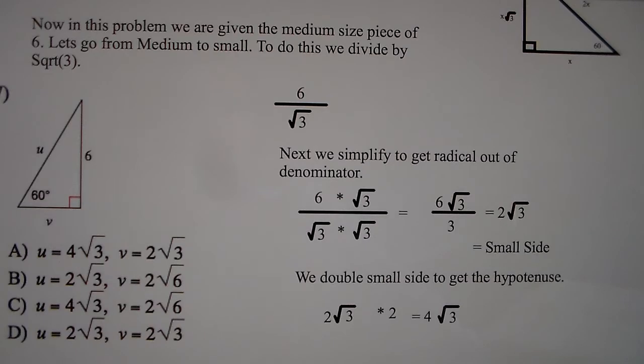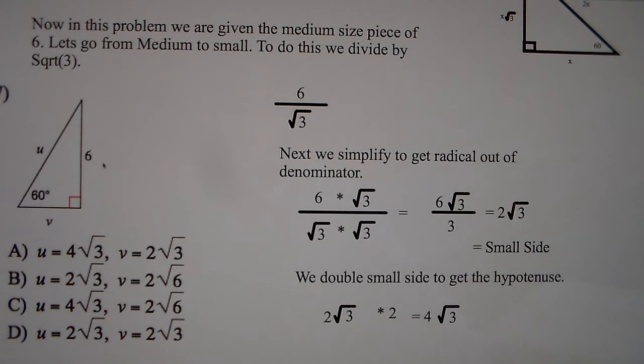All right, let's do number 7. In number 7 here, we're given the medium side is 6. We need to find the small side and the hypotenuse. So this is the medium, and why do I know it's the medium? Because it's across from the 60 degrees. Since it's across from the 60 degrees, that's my medium side length in our triangle.